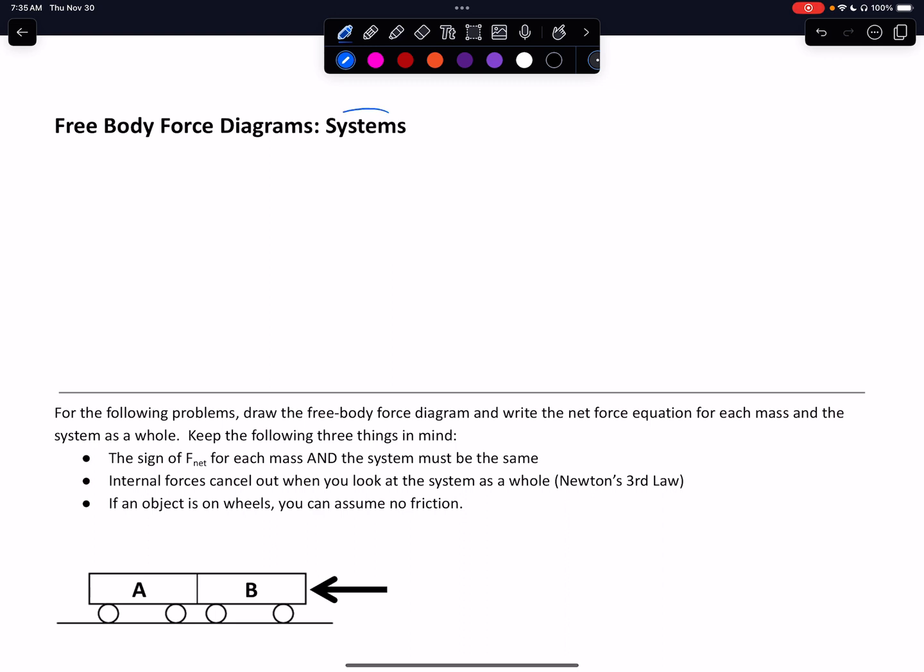All right, so let's start with that word system. So systems mean you have two or more objects that move as one. When we talk about the forces acting upon a system, we have to look at the forces acting upon each object individually, compare those forces, see if any of them cancel out, and then draw the free body force diagram for the system. As we're doing those diagrams, we need to also include our equations.